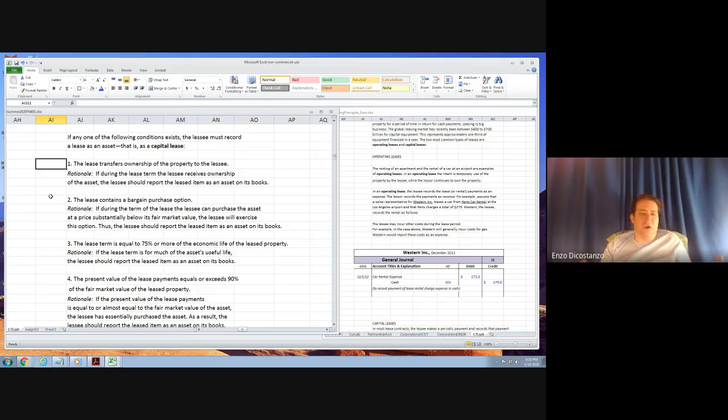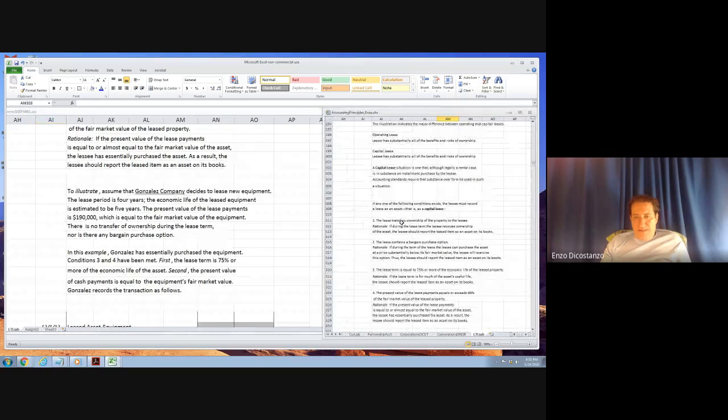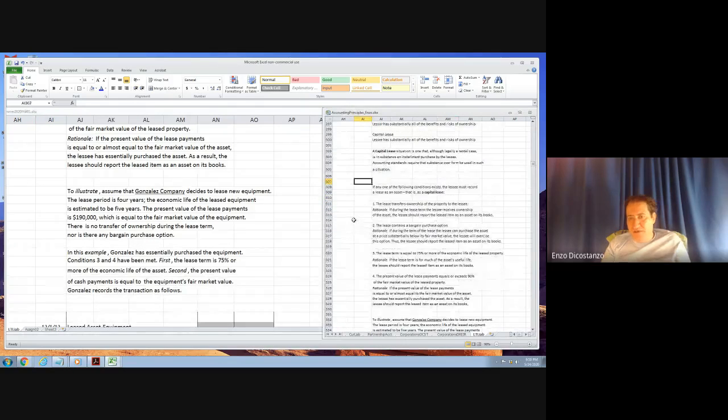So if you're eventually going to own this thing, that's really what it's saying. If during the term of the lease, the lessee can purchase the asset at a price that is below its market value, the lessee will exercise this option to report this as an asset. This is all the reasons why you have a capital lease. Okay, and like I said, this other one here is just another one of those examples. This is the whole capital lease example here, and we have the definition of it.